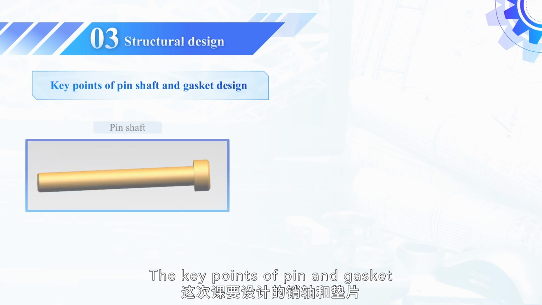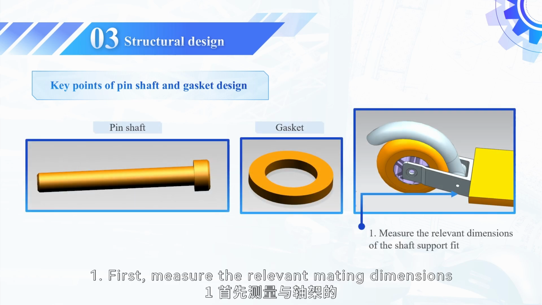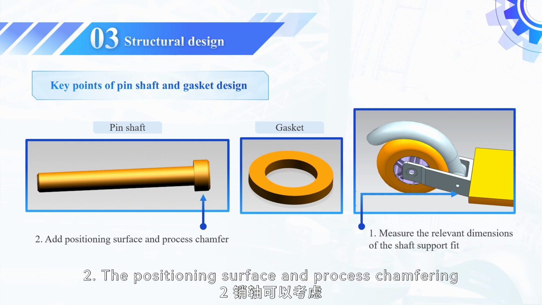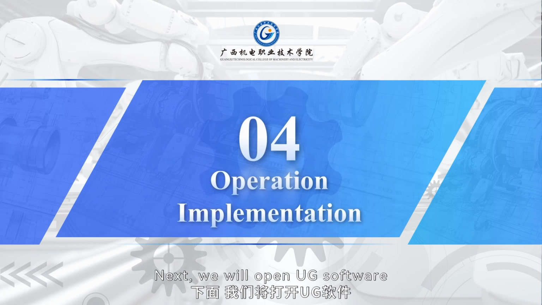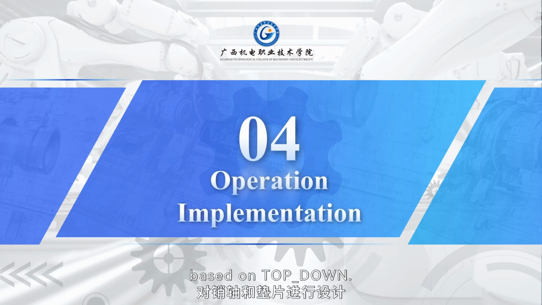The key points of the pin and gasket to be designed in this class are as follows. 1. First, measure the relevant mating dimensions with the axle frame. 2. The positioning surface and process chamfering can be added to the pin shaft. Next, we will open UG software and learn how to design pins and gaskets based on top-down.